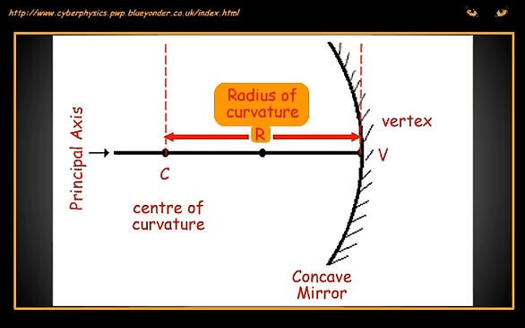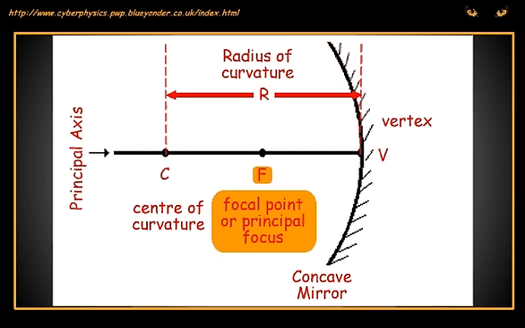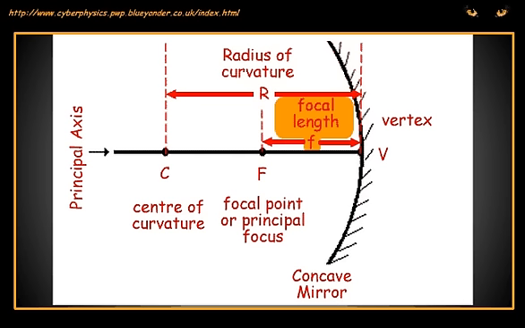Midway between the vertex and the center of curvature is a point known as the focal point, or principal focus. The focal point is denoted by the letter F. The distance from the vertex to the focal point is known as the focal length, small f. As the focal point is the midpoint of the line joining the vertex and the center of curvature, the focal length is 1/2 of the radius of curvature.